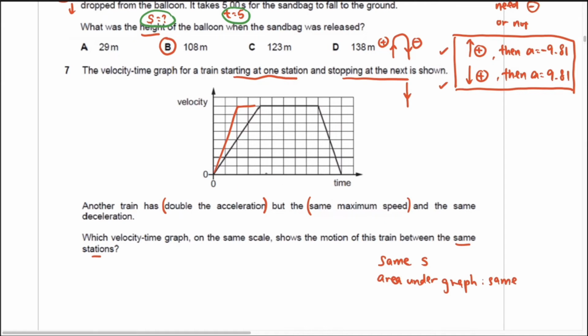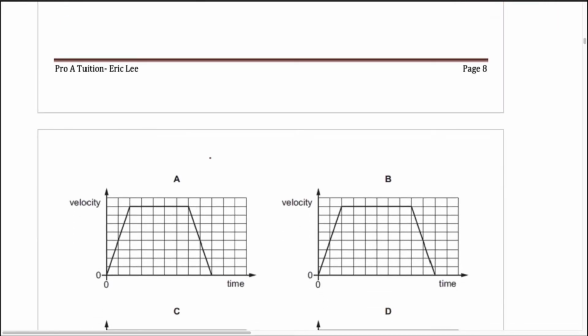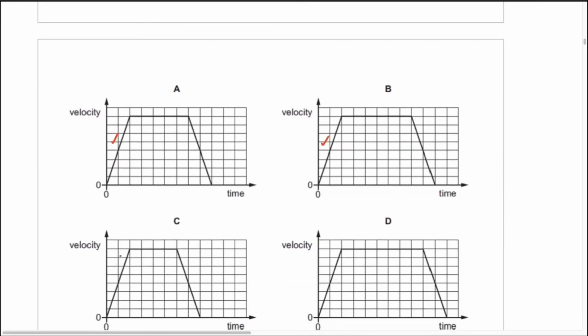Area under graph to be the same. Okay, so let's see our choice here. This one, double the acceleration. This part seems to be accepted. This one, double the acceleration, accepted. Double the acceleration, double the acceleration. So it seems like 4 of these are correct for double the acceleration. Maximum speed is this. Correct, correct, correct, and correct. Same deceleration.